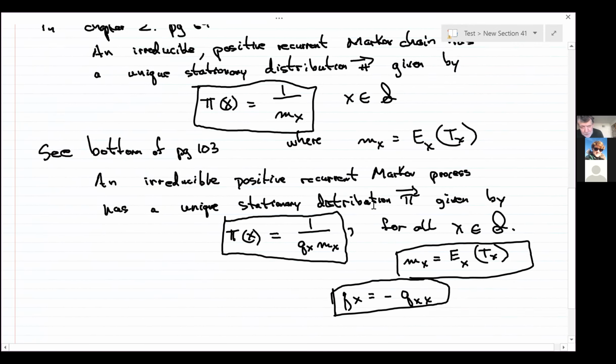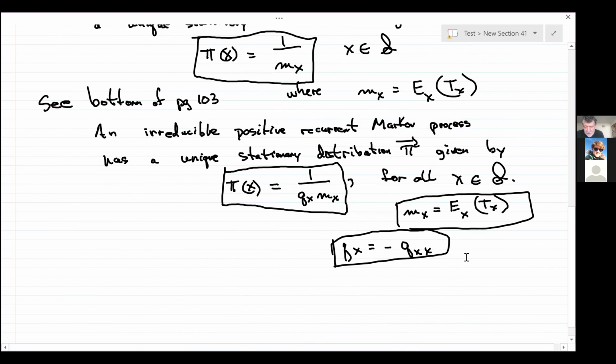The example we just assigned for homework had like 5 states. But we've seen in chapter 2 and 1, as far as that goes, that there are Markov chains that have an infinite number of states. So let's turn our attention to a Markov process that has an infinite number of states.